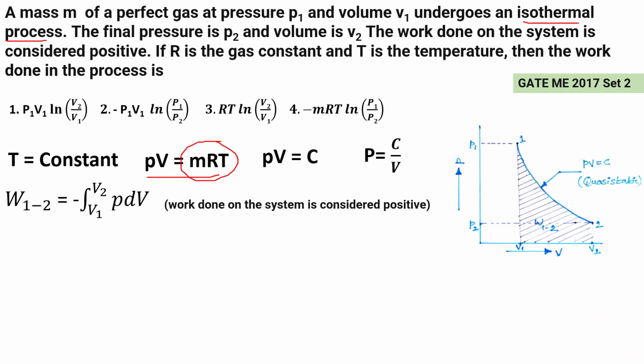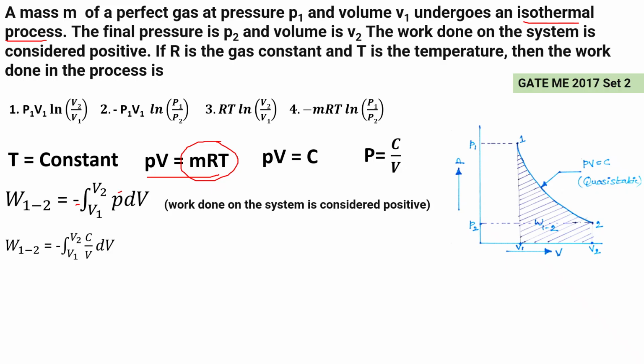And we know that the work done in the isothermal process, W12 equal to integration of V1 to V2 PdV. But here work done on the system is considered positive. So work done during the isothermal process by the system is W12 equal to minus integration of V1 to V2 PdV. So then this equation will become W12 equal to minus integration of V1 to V2.